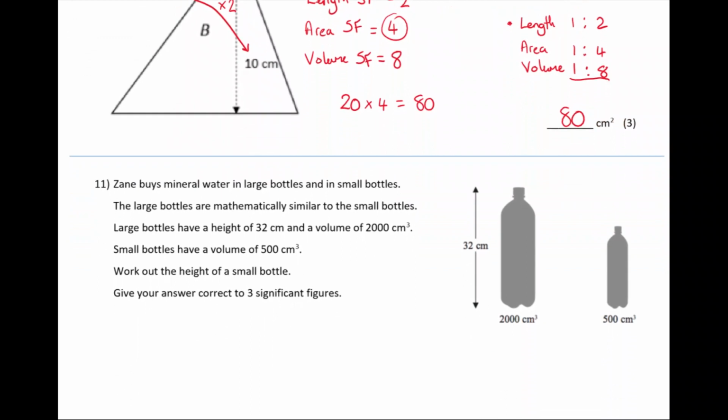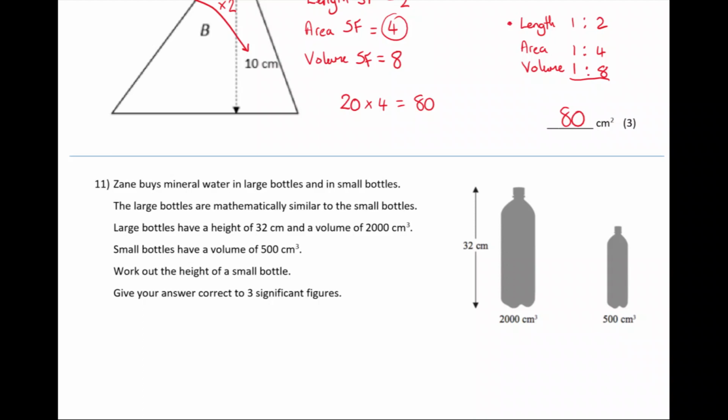Zane buys mineral water in large bottles and small bottles. The large bottles are mathematically similar to the small bottles. Large bottles have a height of 32 centimetres and a volume of 2,000 cubic centimetres. Small bottles have a volume of 500 cubic centimetres. Work out the height of the small bottle.